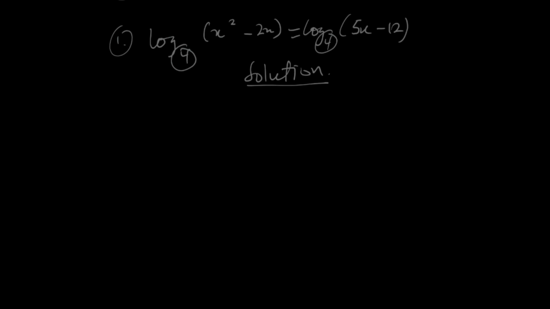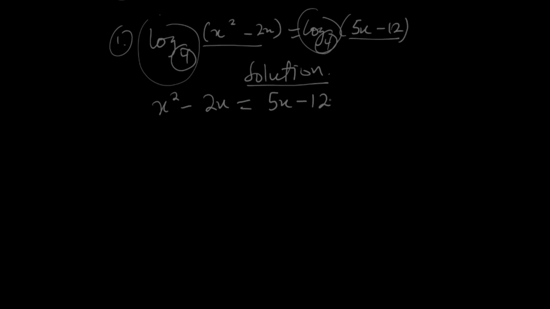You can only take antilogs when the logarithms are of the same base and they are single logarithms on both sides. So we have single logarithms on both sides of the same base, so we can take the antilog on both sides. Taking the antilog gets rid of the logarithms, and then you're only left with these expressions: x squared minus 2x equals 5x minus 12.